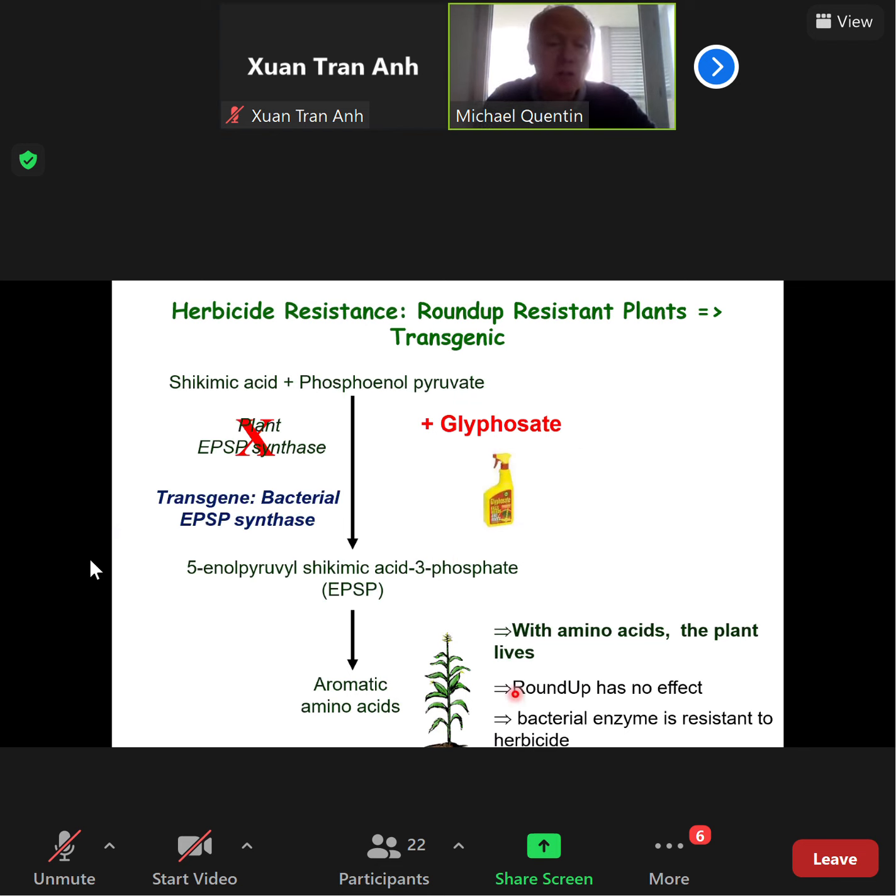So this specific transgene allowing resistance to herbicide has been used a lot. If you heard about the Monsanto corn and so on, it's this kind of GMO plant. Okay.